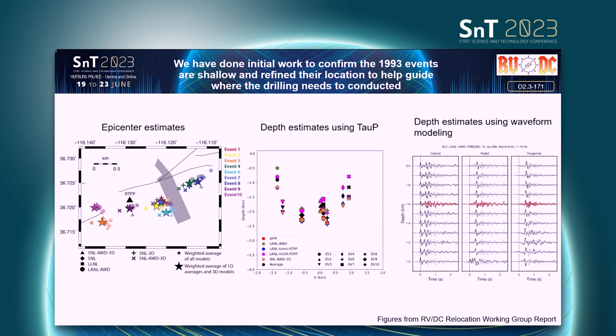This is the subject of a paper that's being submitted maybe even this week to BSSA, I believe. And so on the left-hand side there, we have the epicenter estimates, and you can see we have very tight clusters. The distance bar on the top is only 0.5 kilometers, so we have very tight clusters of epicenters, as well as depth estimates from multiple techniques. I've shown here the Taupe inversions and also using waveform modeling. And indeed, these earthquakes are generally less than 2 kilometers depth and a pretty tight distribution.